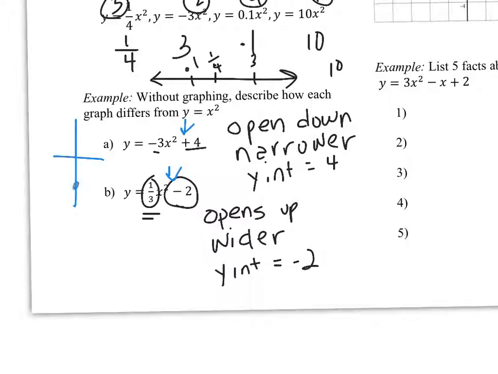So this one, the y-intercept, is 4. So I'm going to go up 4, and then it's going to open down and be narrow. Now the second one, the y-intercept is -2, it's going to open up and be wide. Those are the general sketches.